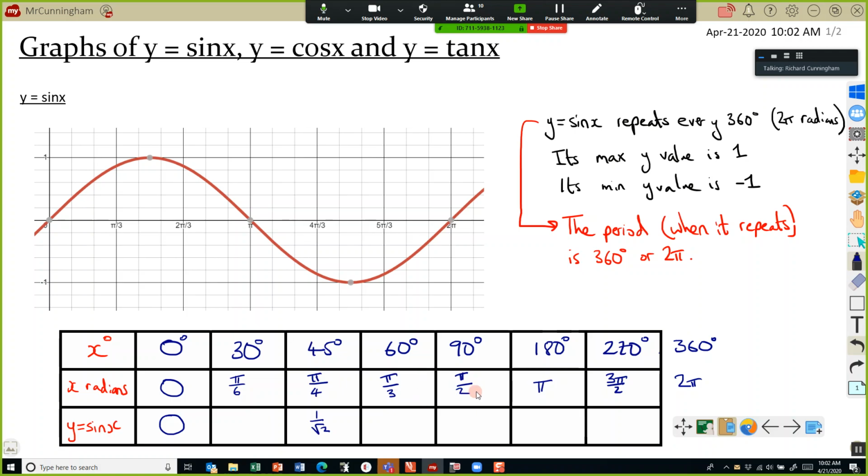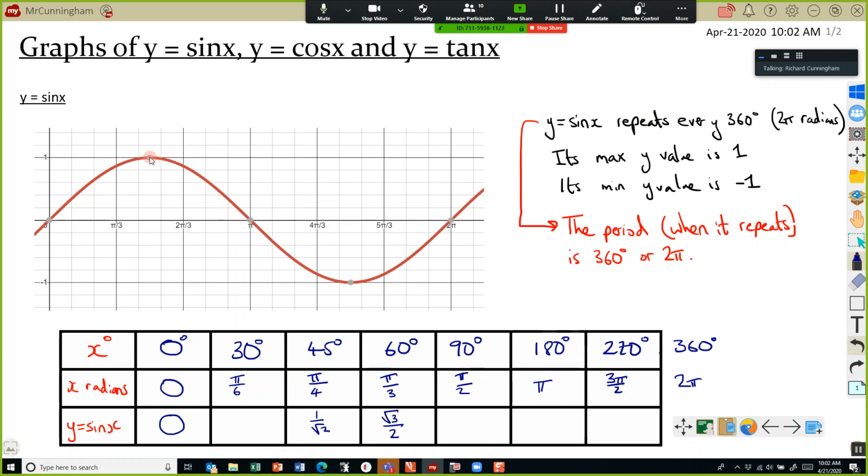What's sine of 60? Good. Square root of 3 over 2. Some of these are easier than others. We're picking the hard ones first because we can look at the graph and pick out, well, these ones are nice and straightforward now.